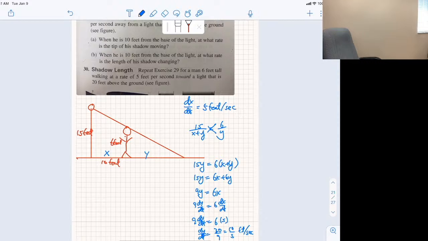Sephora, what do you think? I think it's B because dy over dt would be the change in the rate of how much y is. And if you look at the diagram, y would be a shadow because the length is coming from this way, so it'd be like a shadow.